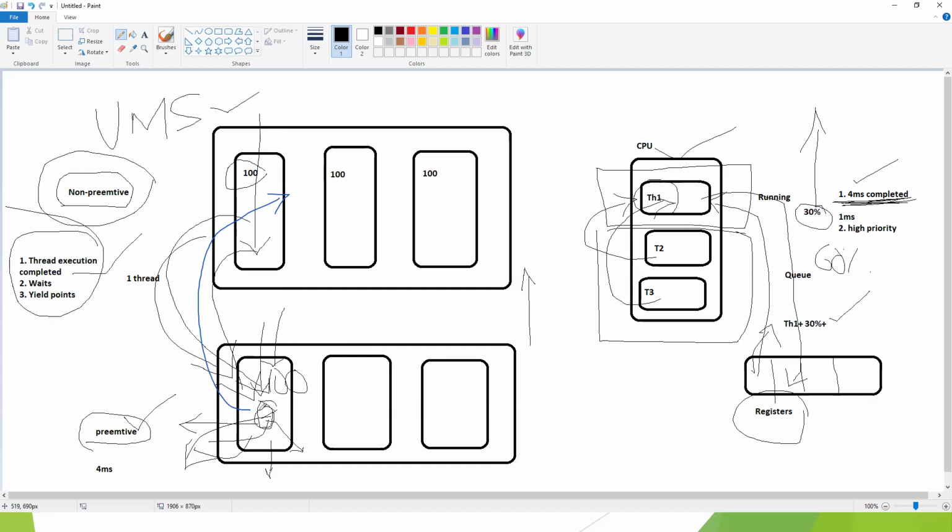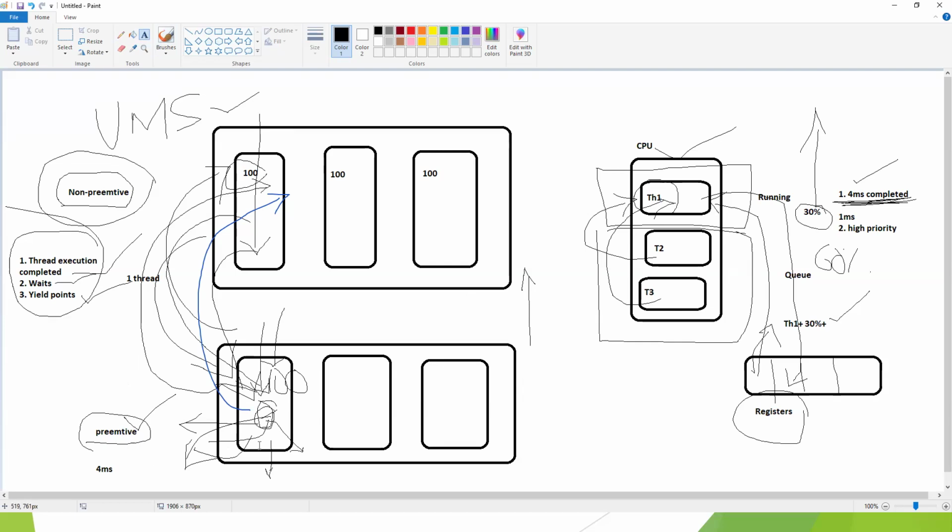Let's say the thread execution is completed, then it will go out of the CPU. Or if it is waiting for some resources, the thread cannot wait on the CPU. So it will come out of the CPU and go back to the UMS or the SQL scheduler, and will wait at the SQL layer. Or if there is a yield point, right? Yielding is basically coming out of the CPU, right?